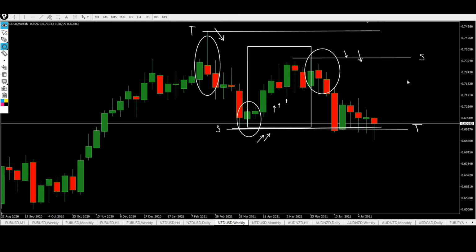Alright, so in this way, when there's a bias change through new pivot strength, first of all, the bias will change from long to short, and moreover, the main stop loss level and the main target level will also change. Alright, so now let's see how we would trade this market on the lower time frames after this weekly bias change through new pivot strength.